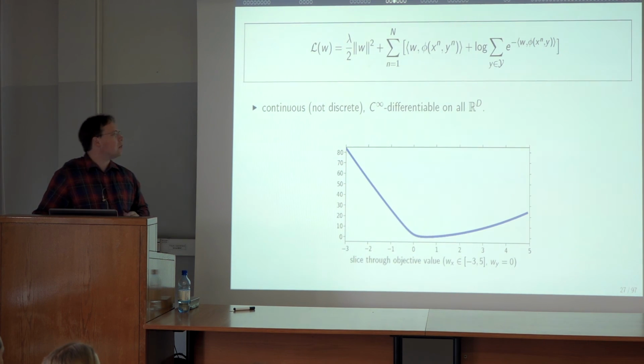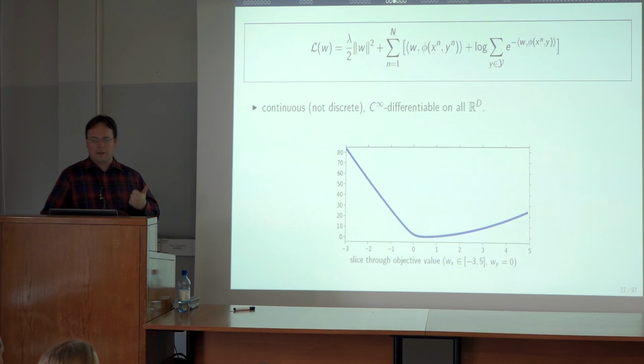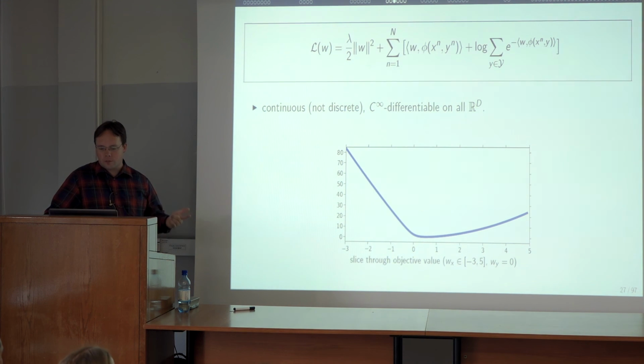Okay, so let's look a little bit more in detail. What does that mean? The first observation is that this function is continuous. That's good. It's differentiable. That is also good. And without these things, you should not try to use gradient descent.